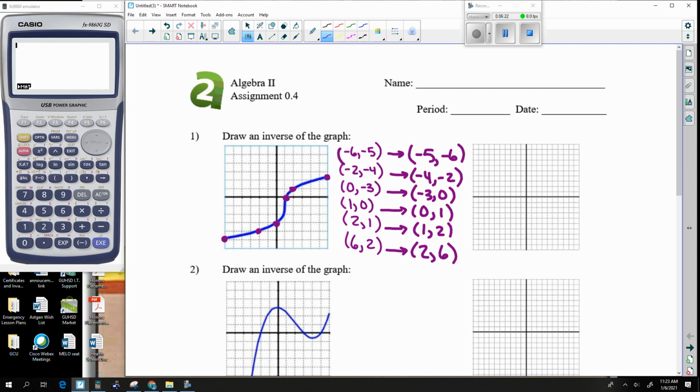Okay, here we go. -5, -6. So 1, 2, 3, 4, 5, 1, 2, 3, 4, 5, 6. -5, -6. Check. -4, -2. Check. -3, 0. Check. 0, 1. Check. 1, 2. Check. 2, 6. Check. There it is. So this is our inverse.